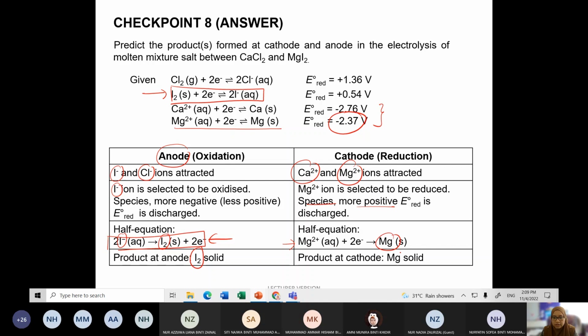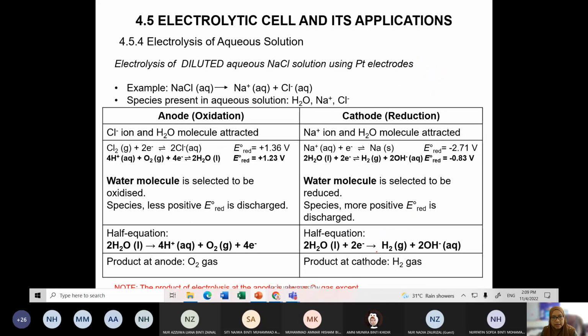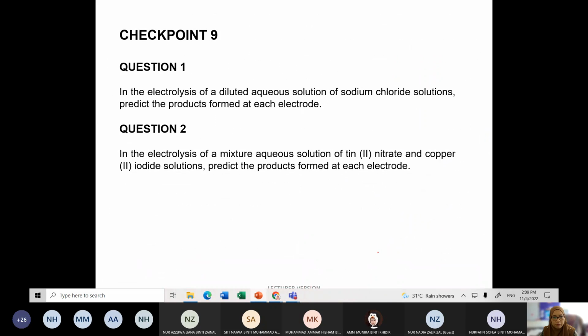Half equation for this is the reduction. So as you can see, magnesium solid will be observed. We will obtain magnesium solid at the cathode. Okay, moving on. Secondly, next checkpoint, we have checkpoint 9.